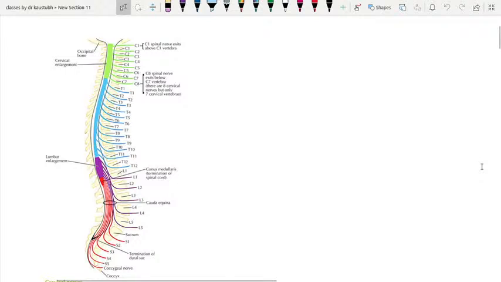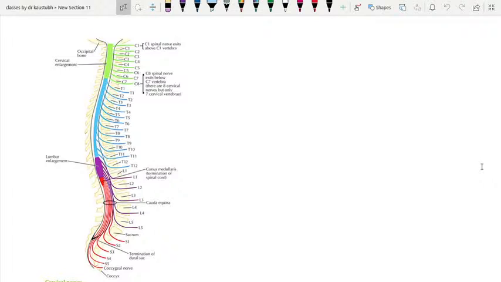Today's session is going to be one of the most requested sessions, that is how to identify at which level of the spinal cord we have a lesion. Now we are going to go to clinically oriented basics, and on those basics we are going to try to build our concepts of medicine.